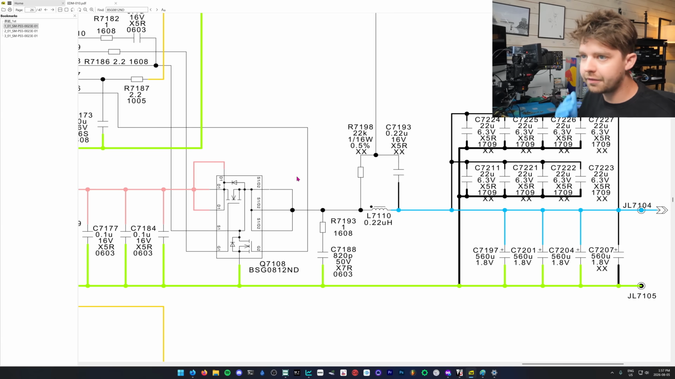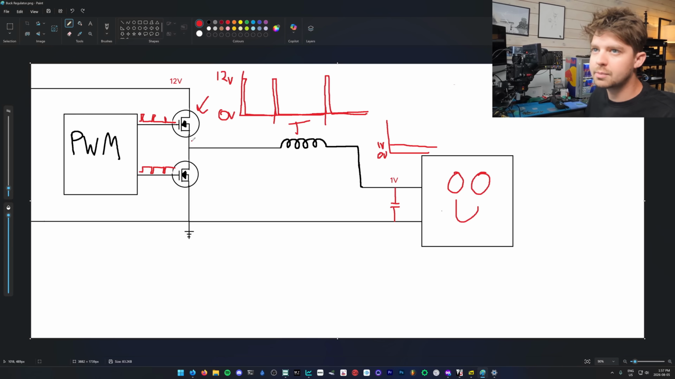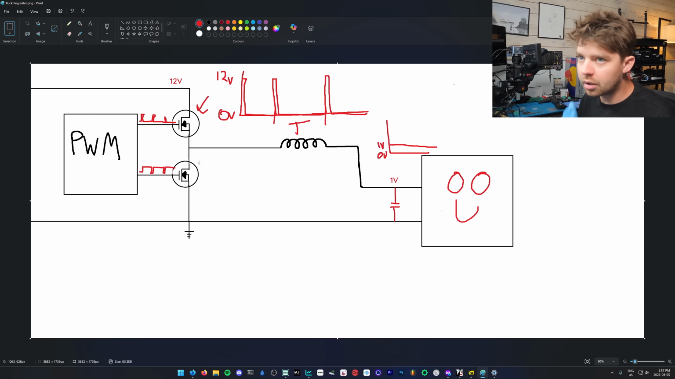Now, one of the main failure points of the buck regulator circuit that you need to be aware of are these MOSFETs here. These MOSFETs are being switched on and off hundreds of thousands to millions of times per second. And while that's what they are designed to do, and they are very good at doing that, they are put through a lot of stress.